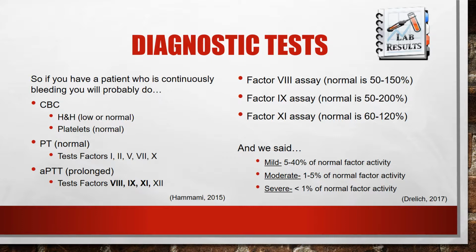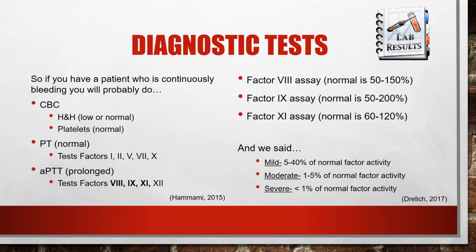So let's say you have a patient who comes in and who is having continuous bleeding. You're probably going to want to do some baseline lab tests. So you're going to do a CBC, PT, PTT. CBC, your H&H might be low, or if they haven't been bleeding for a while, it might be normal. Your platelets will be normal because these are clotting factor deficiencies, so your platelets are not involved.